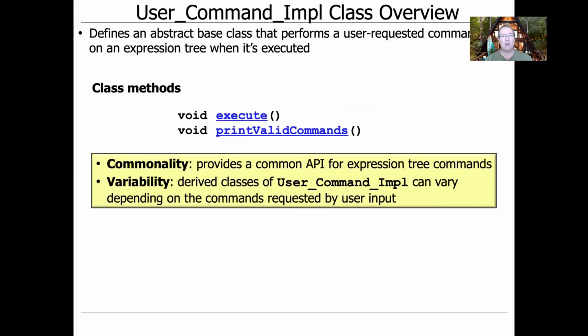So recall, we always want to evaluate our design from the point of view of scope, commonality, and variability analysis. And when we do that, we see that we've got a common API for all the commands. Every command has a method called execute, for example. And then we can support controlled variability. The name of the game here is controlled variability. And we do that by deriving from user command impl to then vary what the execute method or the print valid commands methods actually do. And that way we can change those things in a very stylized way.